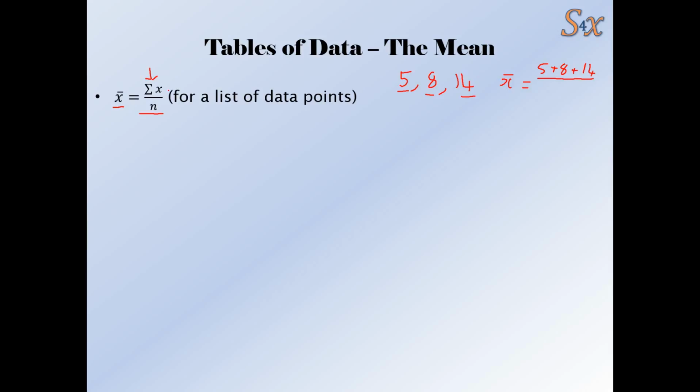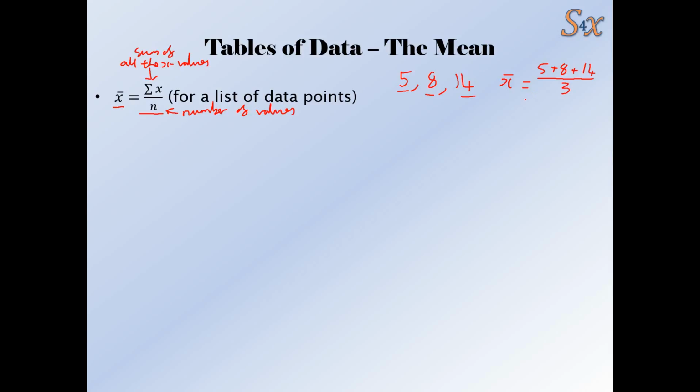Now n, so I'll just write down some stuff here just for your benefit. So this is the sum of all the x values. And n is the number of values. So in our case, n is 3, because we've got 3 different points, the 5, the 8, and the 14.